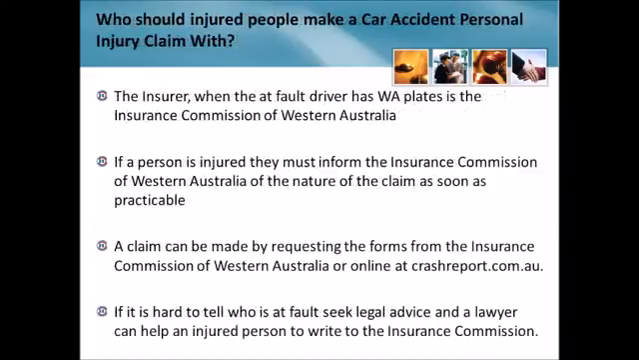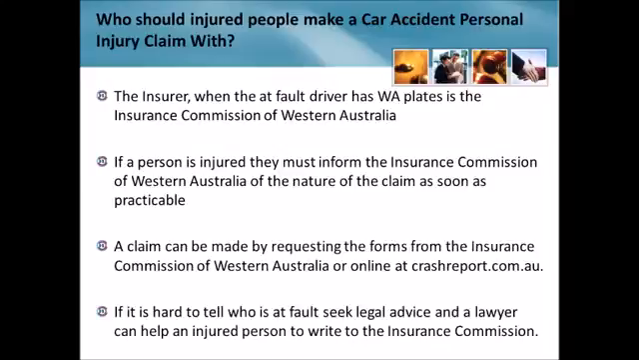Western Australia has a compulsory third-party insurance scheme, which makes the Insurance Commission of Western Australia the insurer for all third-party personal injury claims. People injured in a car accident in circumstances where they are not at fault must make a claim with the Insurance Commission, and I'll go through the legal requirements regarding this in a moment. A claim can be made by requesting the forms from the Insurance Commission of Western Australia or online at crashreport.com.au.